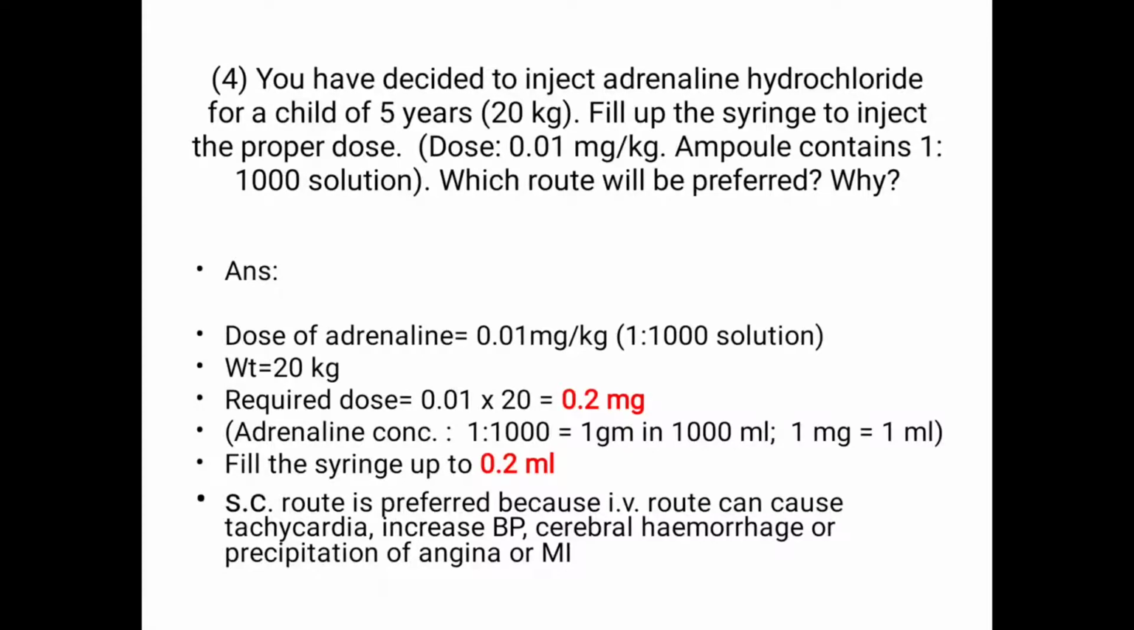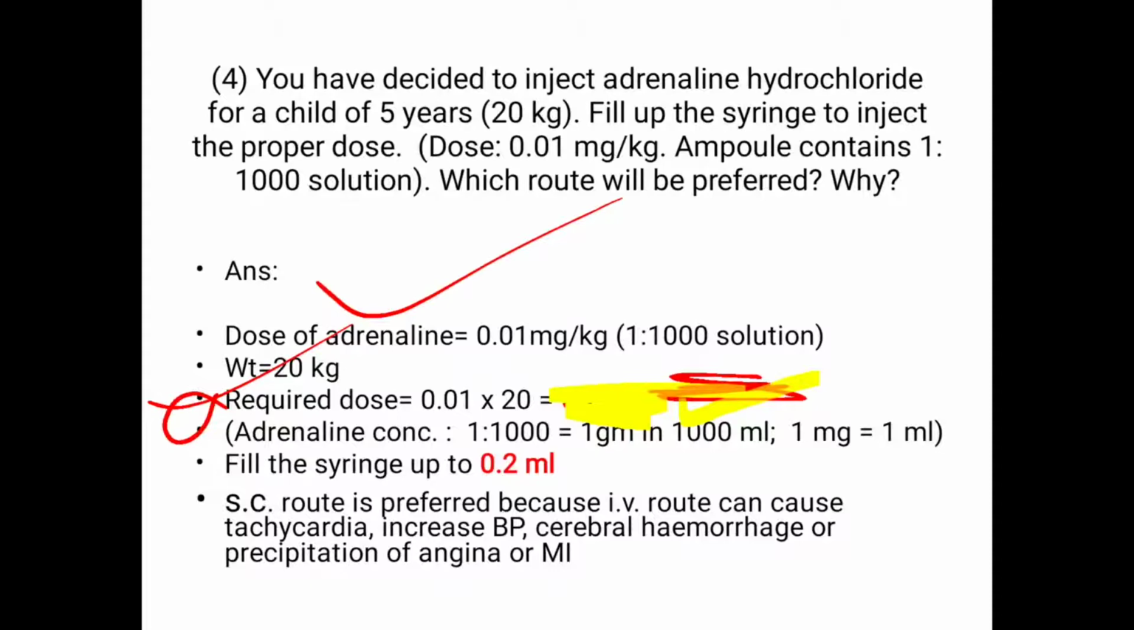As we know, there is an answer given. The dose for adrenaline is 0.01 mg per kg, and we have talked about the 1:1000 solution, and the weight is given as 20 kg. First of all, our first priority is to calculate the required dose. The required dose formula is the dose of adrenaline into the weight. After we calculate, we find that the required dose is 0.2 mg, that is our required dose.